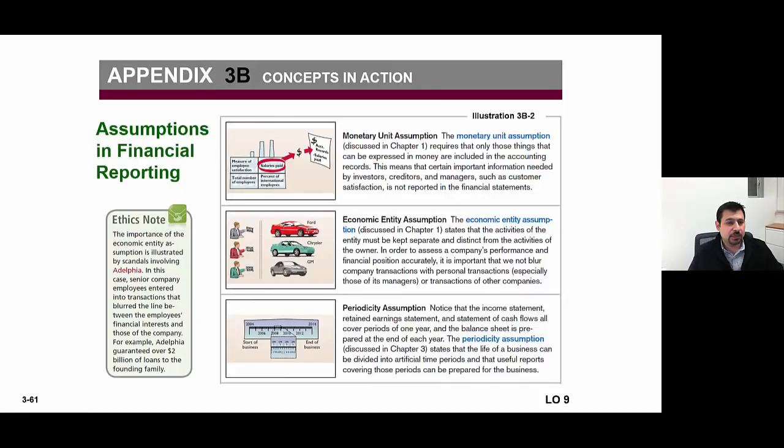Now, those are the assumptions that we talked about before. The monetary unit assumption, this is where we said that transactions must be expressed in monetary values in order to be recorded. The economic entity assumption states that the activities of the entity must be kept separate from its owners as well as from other entities.